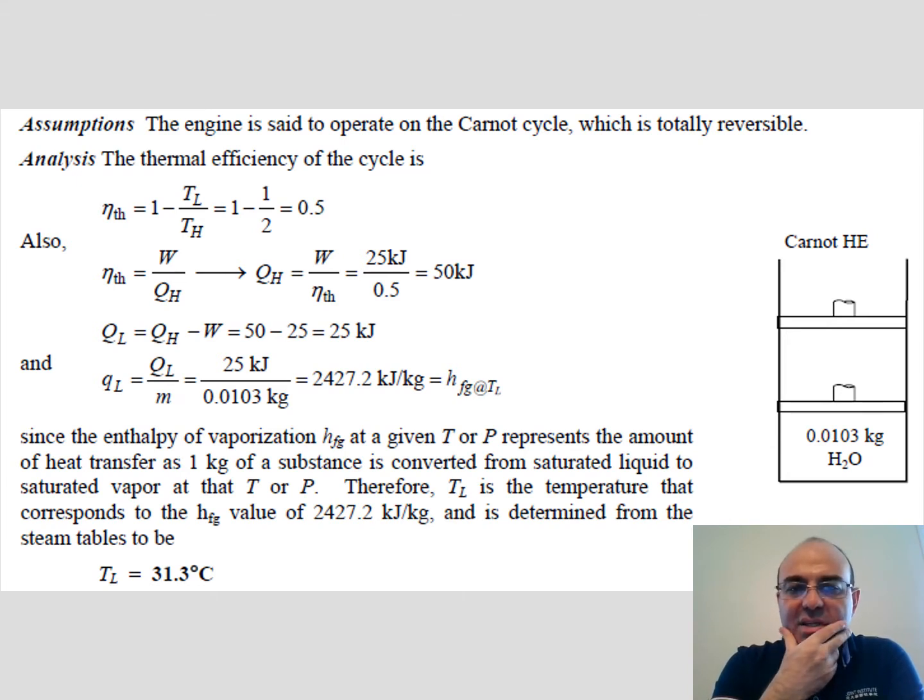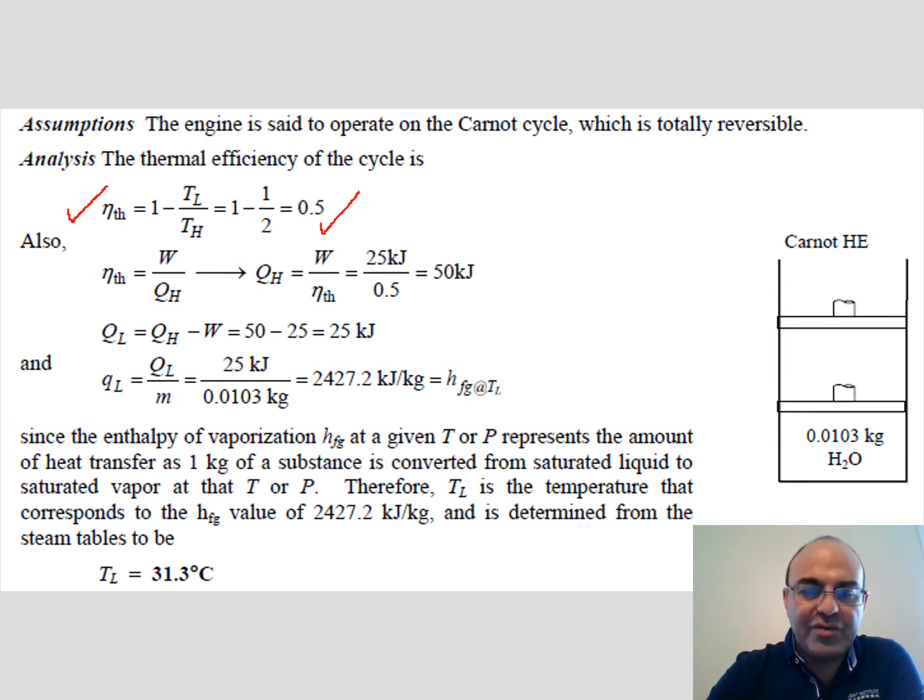Okay, so the assumption that we need to make here is that the engine is set to operate on a Carnot cycle. So we can now go ahead and take advantage of the equations for a Carnot heat engine, which is totally reversible. So for a Carnot cycle, the efficiency is given as 1 minus TL over TH. The problem mentioned that actually TH is twice TL. So TL over TH is equal to 1/2. So the thermal efficiency of the cycle is 0.5, 1/2.